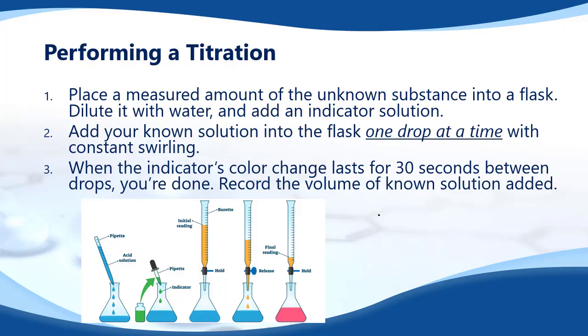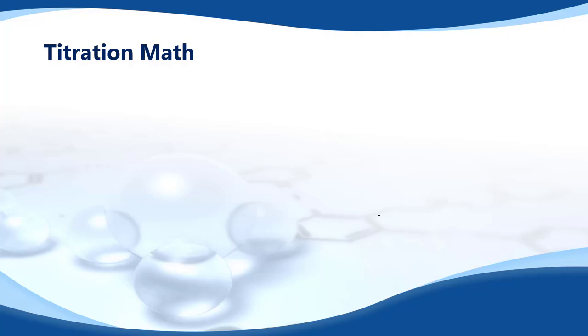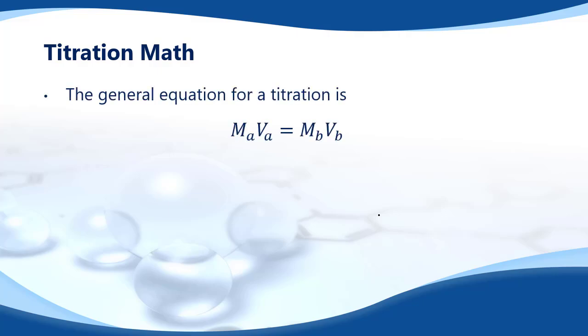Now, the math is something that you've seen before. The equation, MAVA equals MBVB. Let's see, where does this look familiar? Oh, wait, that's right. It looks like the dilution equation, M1V1 equals M2V2. It also bears a passing resemblance to Boyle's law, right? P1V1 equals P2V2. So, same equation, same math. You can work with it as is, so we don't really need to go over how the math works.